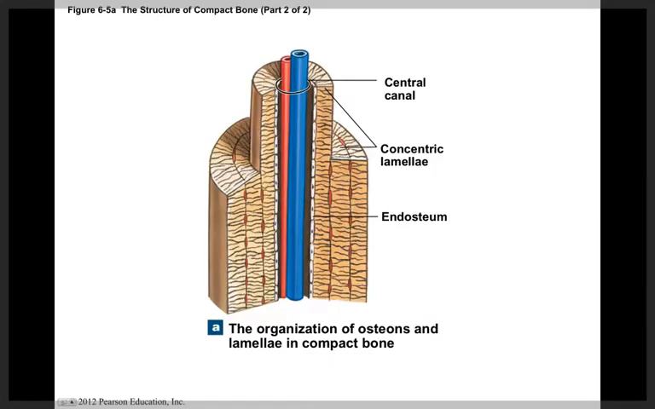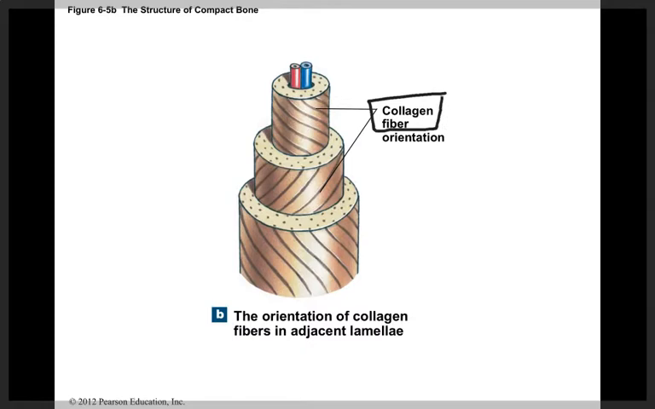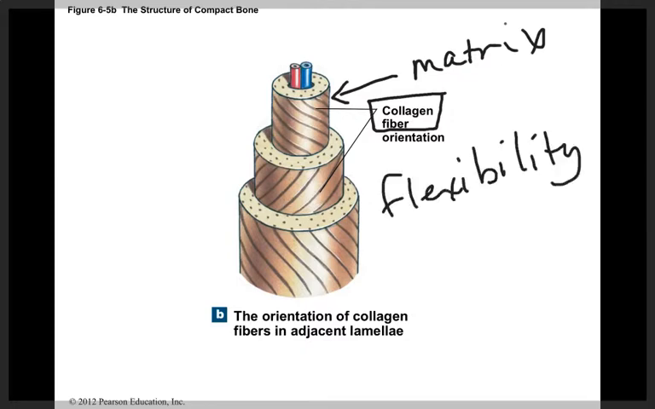This is a picture taking a look at the osteon. We can see the concentric layers of matrix. We can see the central canal. Here we see collagen fibers that are in the matrix of the bone. The collagen fibers help to give the bone flexibility. This is so the bones will bend before they break.